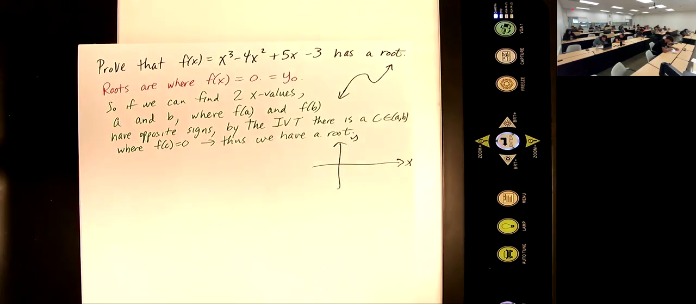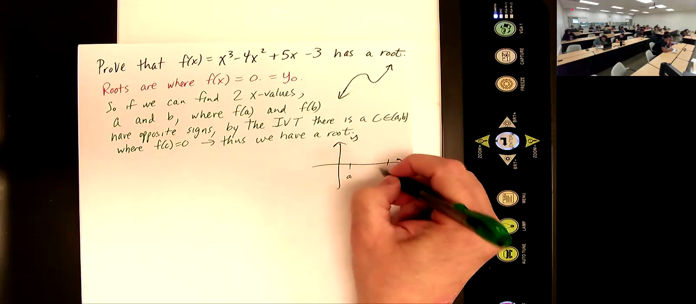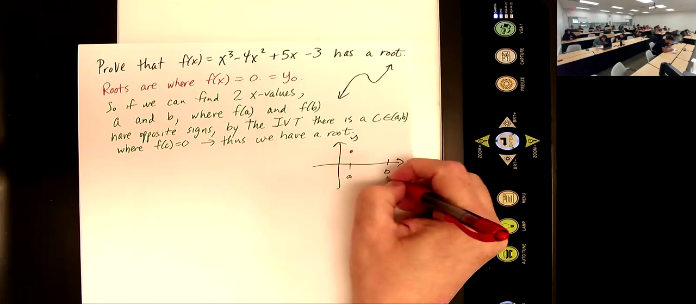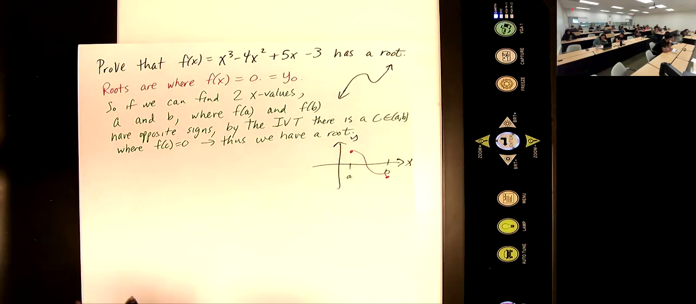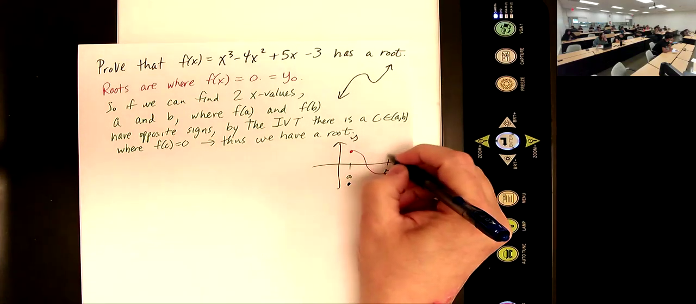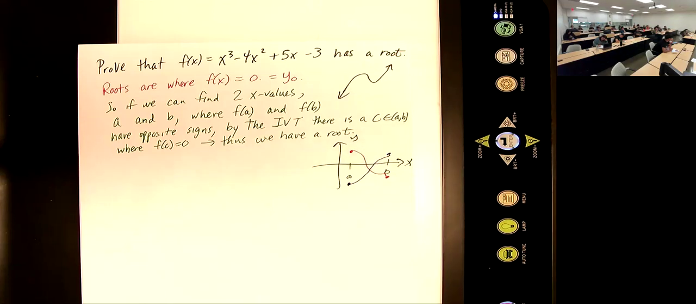Picture it, it doesn't matter which way it is. If a is here and b is here, we could have f of a positive and f of b negative. It has to cross somewhere. Or it could be the other way around: f of a is negative, f of b is positive. It's gotta cross somewhere. It's gotta cross the y equals 0 line.